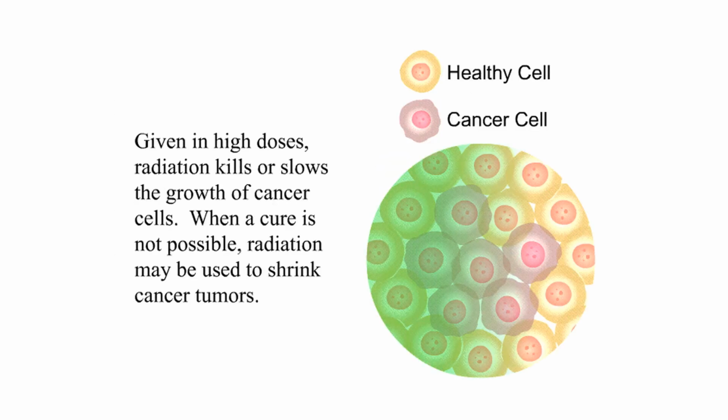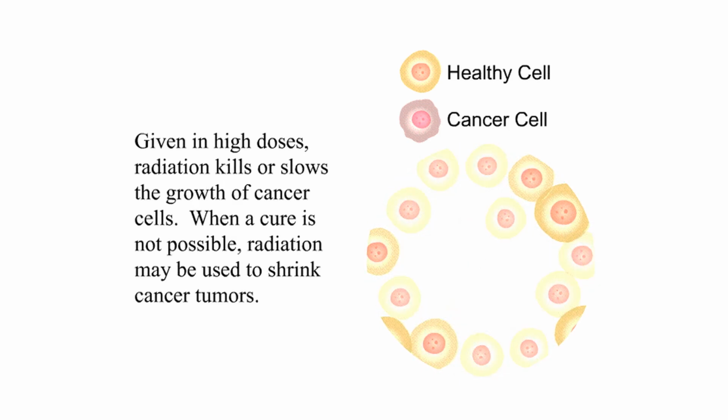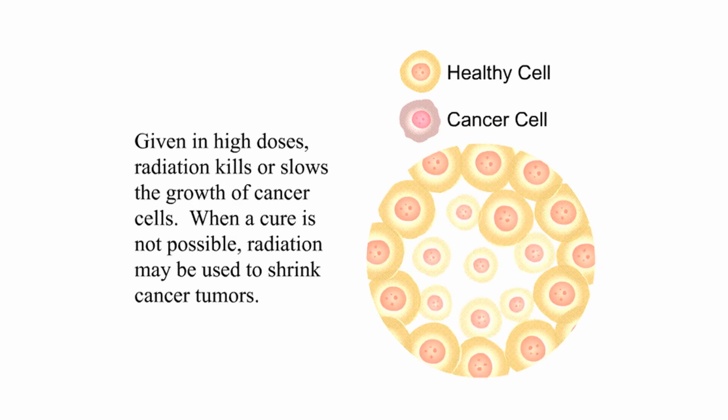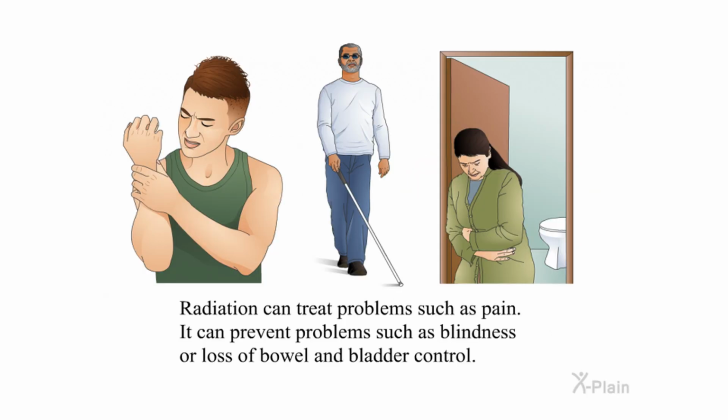Given in high doses, radiation kills or slows the growth of cancer cells. When a cure is not possible, radiation may be used to shrink cancer tumors. Radiation can treat problems such as pain. It can prevent problems such as blindness or loss of bowel and bladder control.